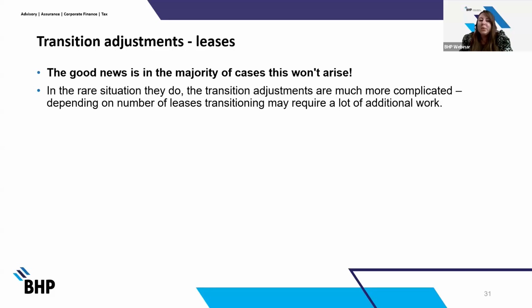There is a very rare situation where these transition adjustments can arise, and if they do, they are much more complicated. There's something called a mean average length of the lease that we have to spread that transition adjustment over. But in that case, tax advice would be recommended and may require some additional work.